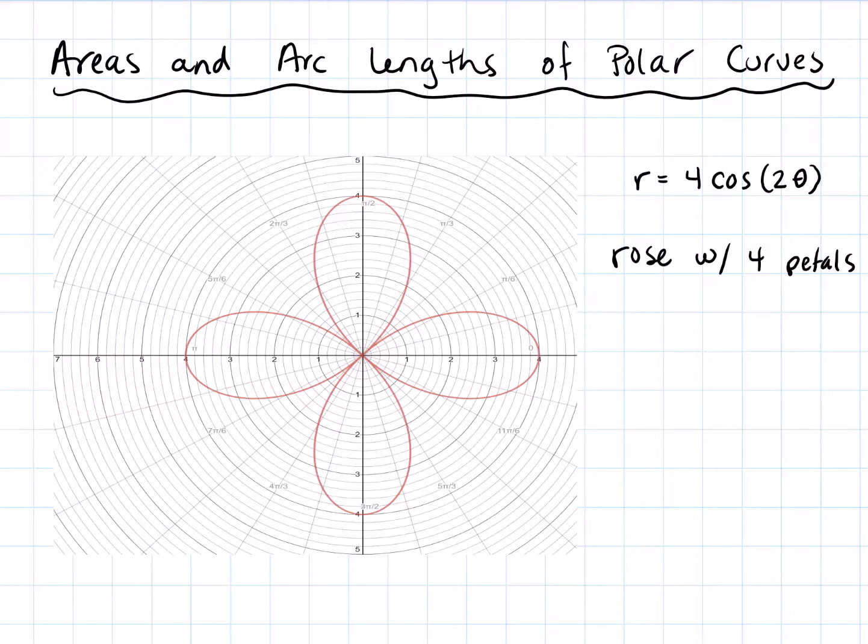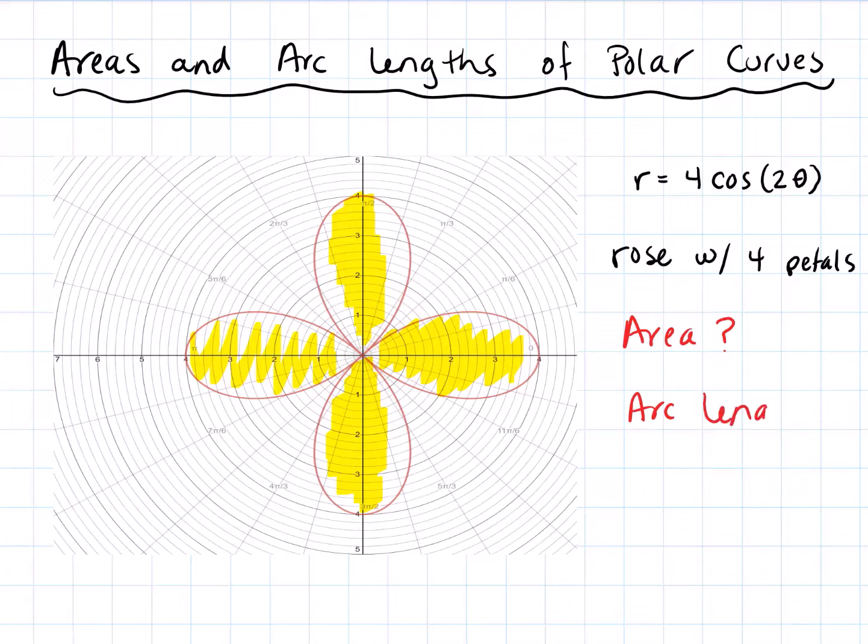And what if we wanted to find the area that is enclosed by that polar curve? So what if we wanted to know how much area is enclosed inside that rose, or those 4 petals, by that polar curve, 4 cosine of 2 theta? So how would we find the area? Or maybe we wanted the arc length, the length of that actual curve as it goes around and around. What if we wanted the arc length of this polar curve, or maybe just the arc length of 1 petal? Or 2 petals. So how do we do that?